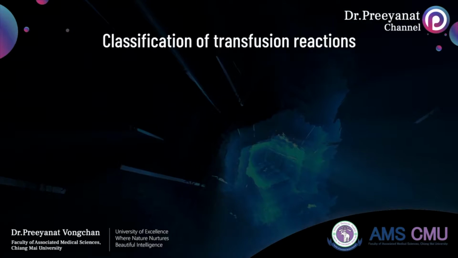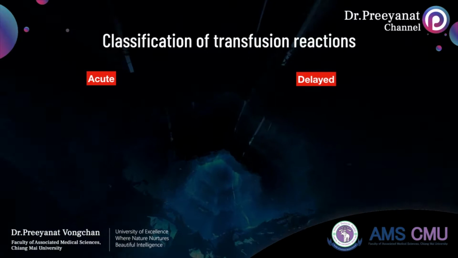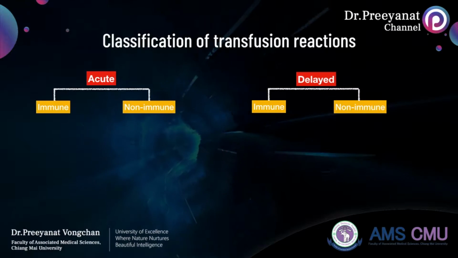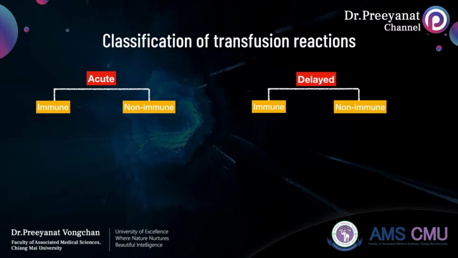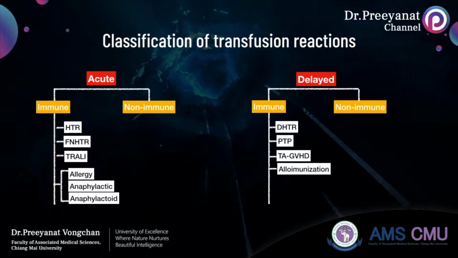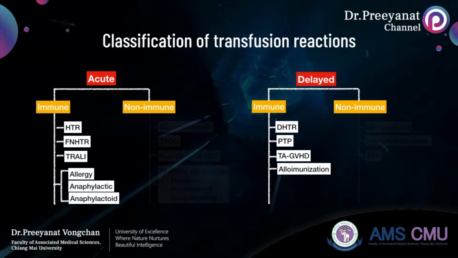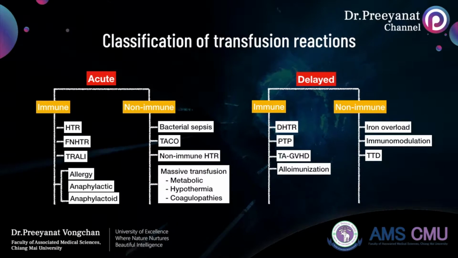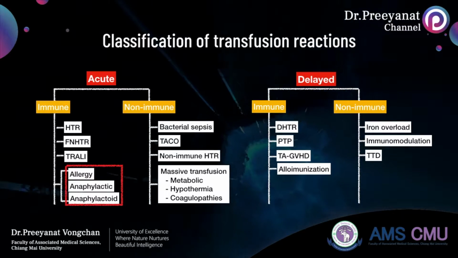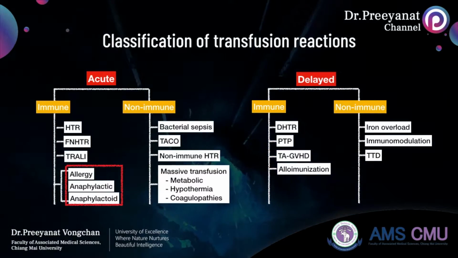Transfusion reactions can be classified into two main groups, acute and delayed, depending on the onset of the reaction. Both groups are also divided into immune and non-immune mediated based on causes. Immune-mediated reaction means that patients produce antibodies specific to red blood cells, white blood cells, platelets, or plasma, while the non-immune-mediated reactions are caused by other factors. Allergy to anaphylaxis is classified as immune-mediated acute transfusion reaction due to antibody to plasma proteins.